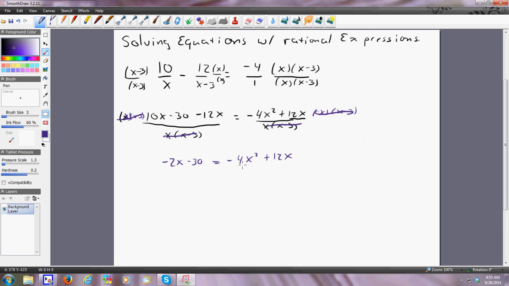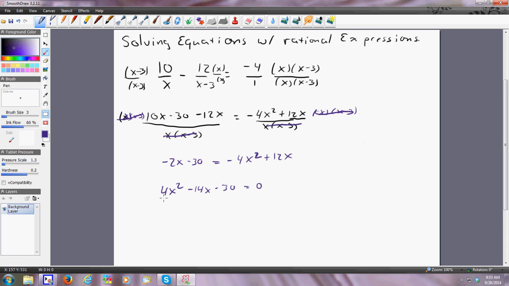Well, what you'll notice here is that you have a square. So what I'm going to do is I'm going to bring the square on over. I'm going to make it positive. I have 4x squared. So I'm going to bring this 12x over. That's going to be minus 14x minus 30 equals 0. Now I have a quadratic.